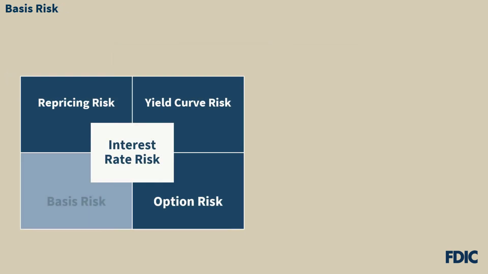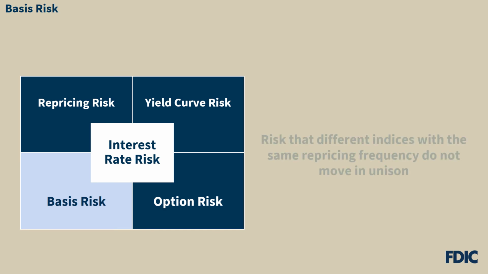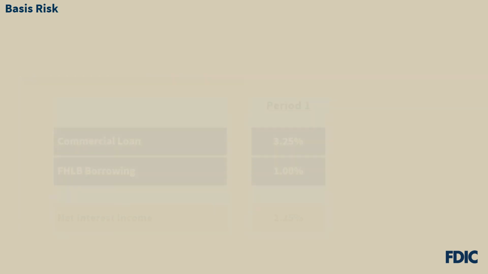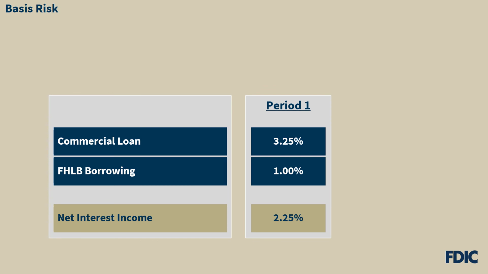The final type of IRR we'll discuss is basis risk, which occurs when different indices do not move together. In other words, it's the risk that the rates a bank bases its asset and liability pricing upon will move in a way that could negatively impact earnings. Let's look at an example. Here we have a commercial loan priced off the 3-month Treasury rate, funded by an FHLB borrowing priced off the 3-month rate from the FHLB index, resulting in a spread of 2.25%. It appears this bank is well matched because both indices are based on identical repricing frequencies.